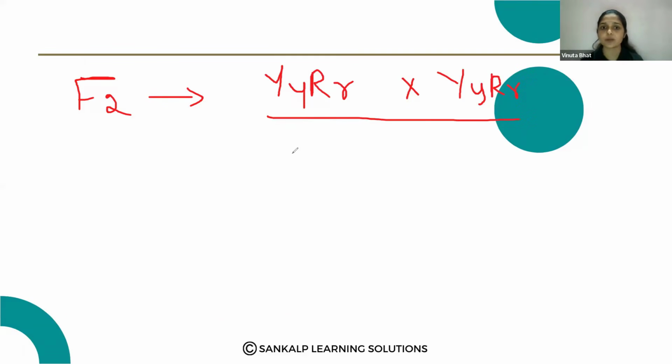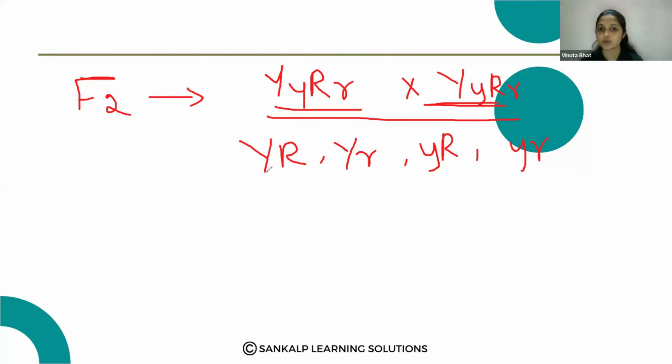So these plants produce the gametes capital Y capital R, capital Y small r, small y capital R, and small y small r. So these are the gametes produced by each plant, right? This plant also produces these gametes, and this plant also produces these 4 types of gametes. So let's see the possibility of the fusion of the gametes.